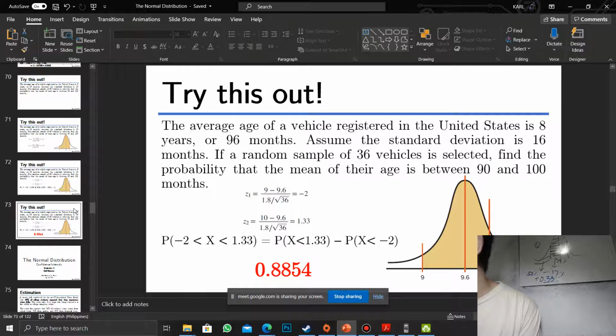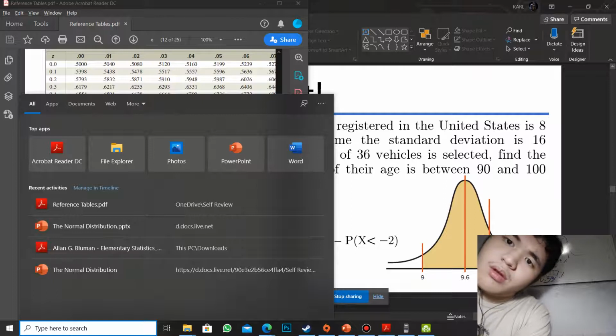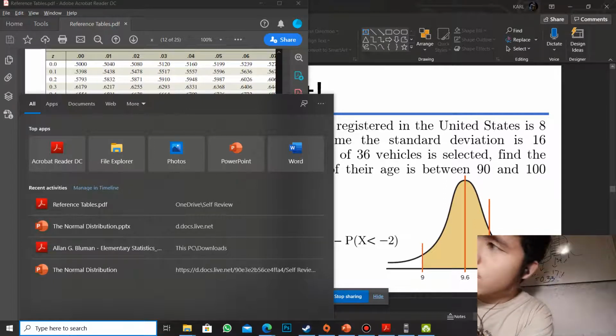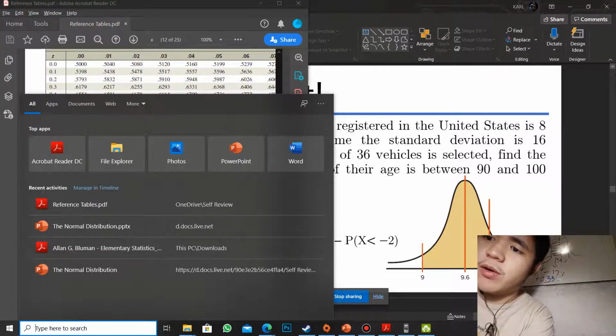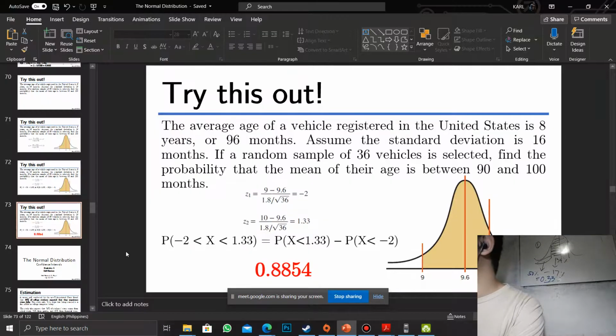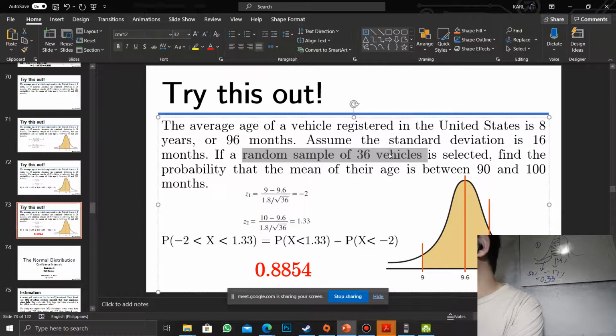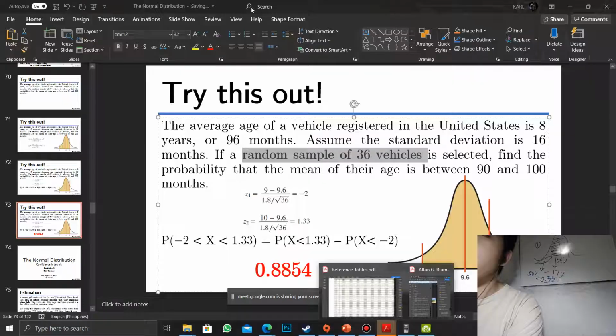Kaya guys ha, 2 minutes, wait lang. Parang mali yung pinapakita dito. Yes, 16 over, oo, dapat 16 over square root of 36. Yung sumagot ng 0.9 to 10, tama na yun ha, good job. Kasi, di ba, merong piniling sample of 36 vehicles. Pag merong ganun, divide by square root of n. Okay?